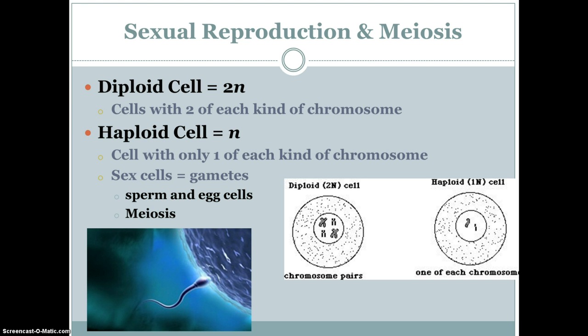Now in humans, the type of cells that we see that are haploid are going to be the sex cells, or the gametes. So we'll see this in sperm and egg cells, and the way that these cells are made is through a special type of cell division called meiosis. And we're going to look at that in a little bit more detail.